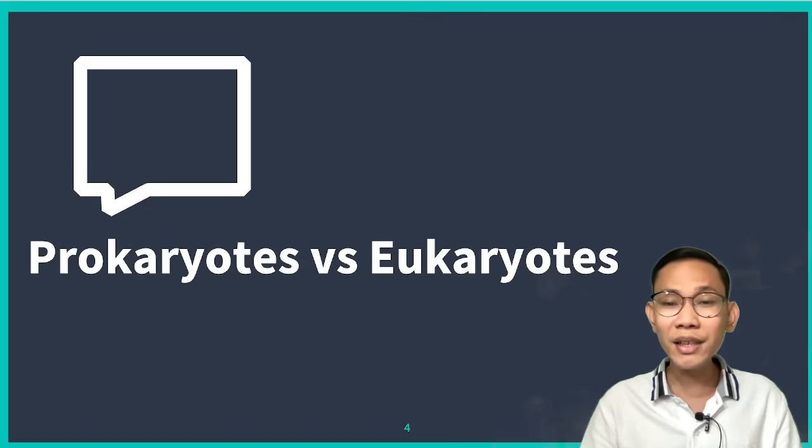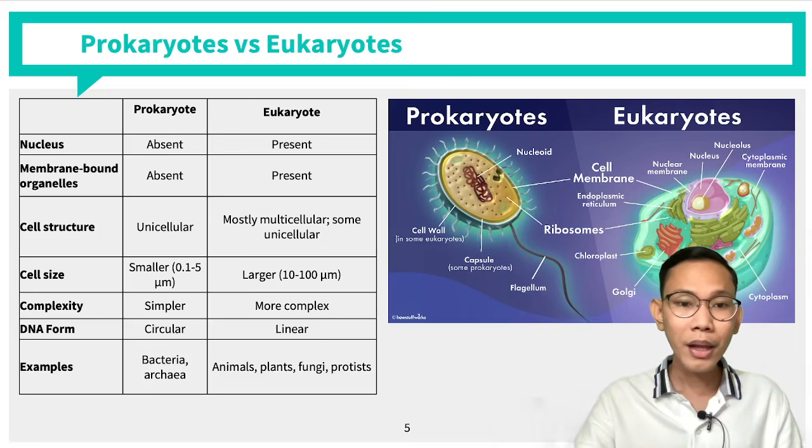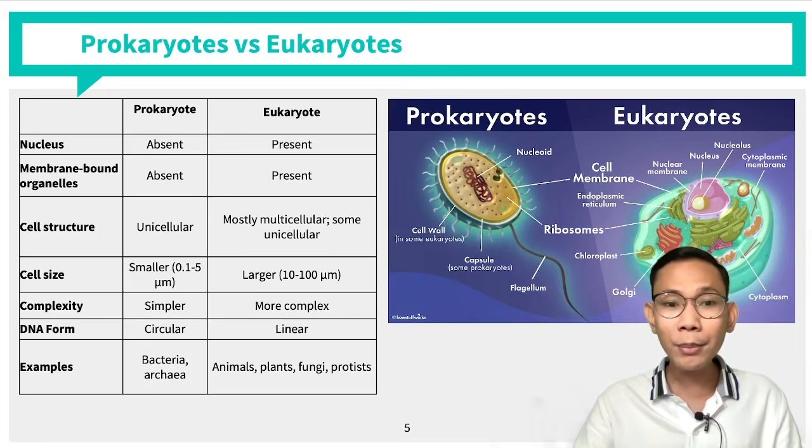Remember that bacteria is different from an animal cell, human cell, or even your fungi cell, because as you can see in this diagram or table, your bacteria belongs to a prokaryotic cell, while your animals, plants, fungi, and protists belong to your eukaryotic cell. So how can we differentiate the two? How can we differentiate your prokaryotic versus your eukaryotic? First is about your nucleus. Your prokaryotic cells do not contain a nucleus. The nucleus is actually absent, while in your eukaryotic cells, the nucleus is present.